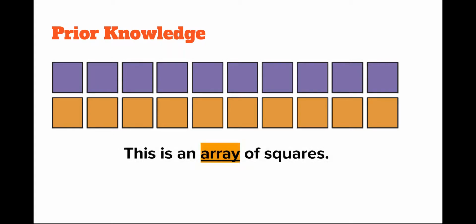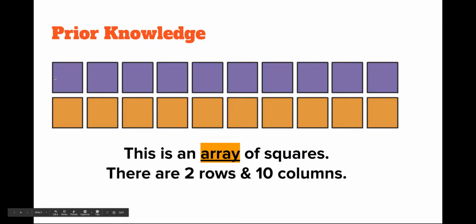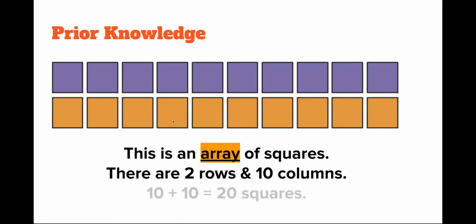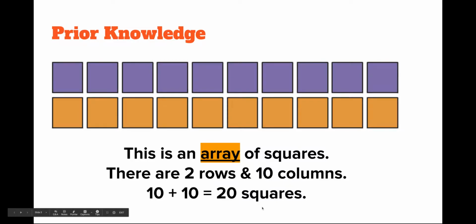This is an array of squares. We know that an array is objects that are ordered in rows and columns. This array has 2 rows and 10 columns. If I count the columns, there's 10 of them. We also know that we can find the total number of objects in an array by writing a repeated addition equation. In this case, we have 2 rows, so that's 2 groups, and each one of them has 10 in it. So that's 10 plus 10 equals 20 squares.